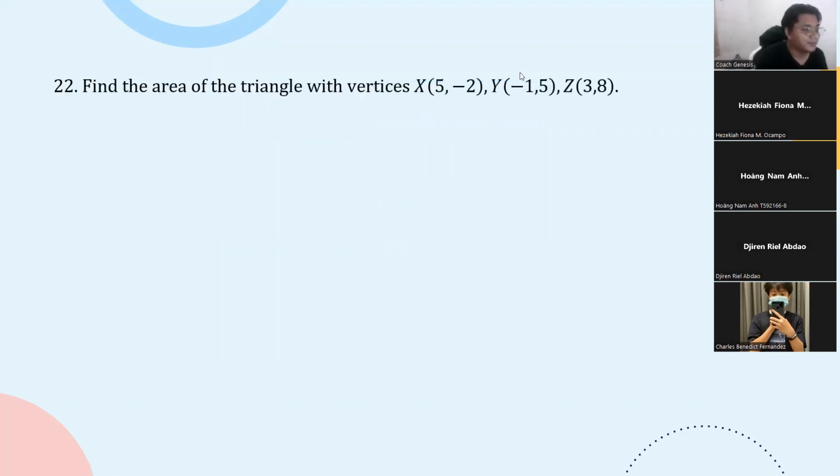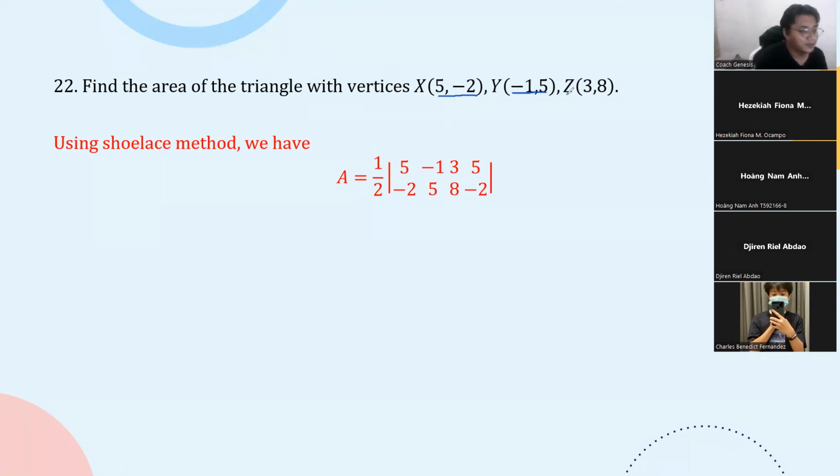Find the area of the triangle with vertices X (5, -2), Y (-1, 5), Z (3, 8). So what I will do here is I could just use the shoelace method, or I forgot the term for this one. So the area is equal to 1/2. So I will arrange the coordinates vertically. So I would have 5, -2, -1, 5, 3, 8, and then I would go back to 5, -2.